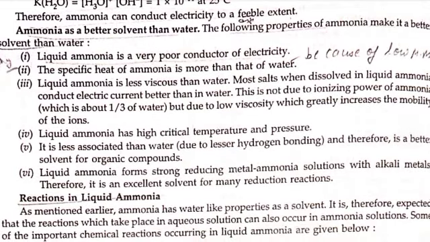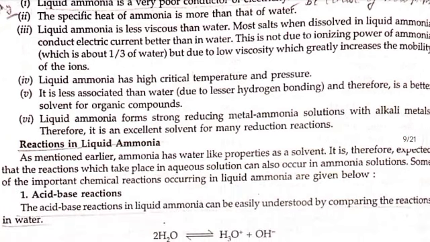Liquid ammonia is a very poor conductor of electricity. The specific heat of ammonia is more than that of water. Liquid ammonia is less viscous than water. Most salts, when dissolved in liquid ammonia, conduct electric current better than in water. This is not due to the ionizing power of ammonia but due to low viscosity, which greatly increases the mobility of the ions. Liquid ammonia has high critical temperature and pressure.